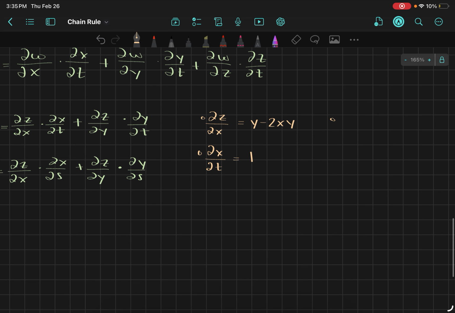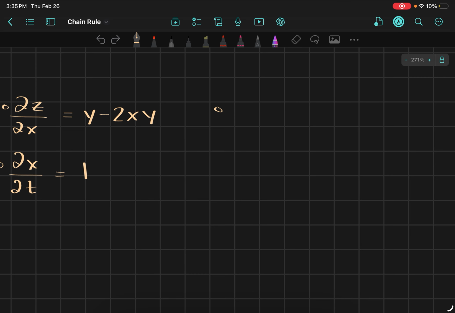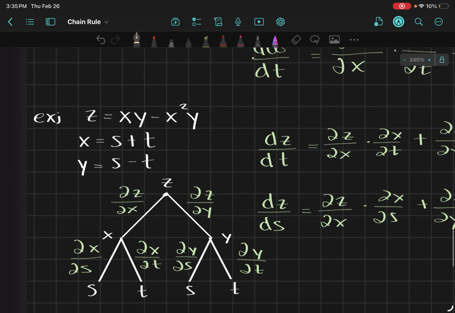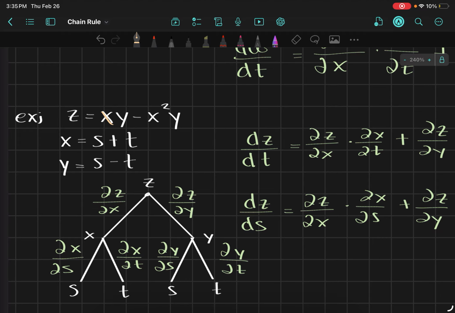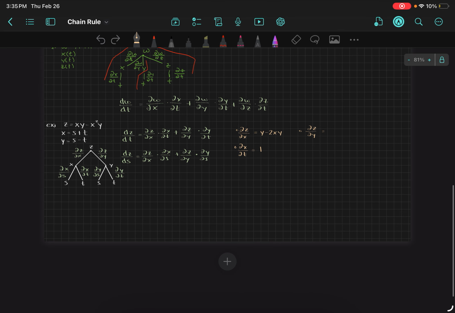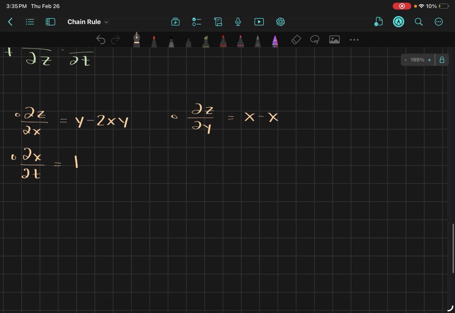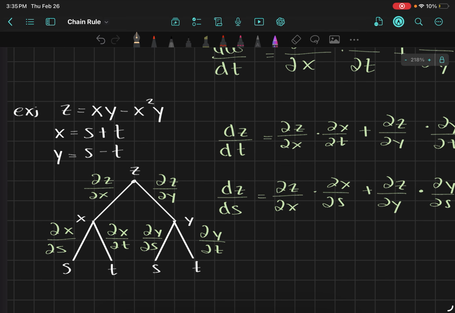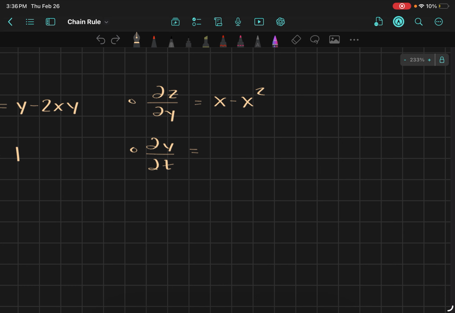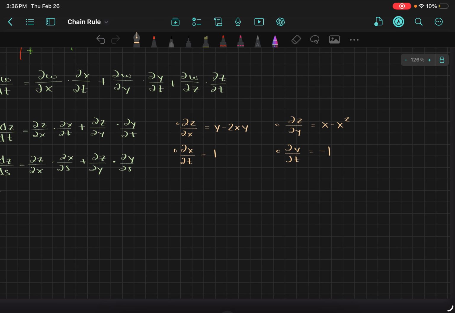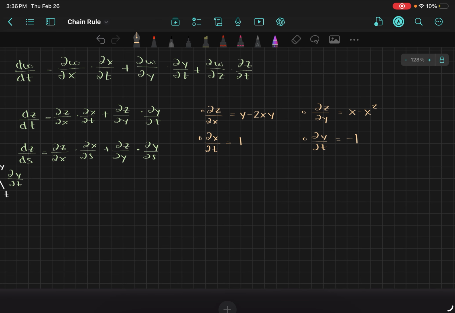Now moving on to this aspect, we have dz/dy, which is going to equal, take the derivative of that, x minus x squared. Finally, we have our dy/dt, which is going to be taking the partial of this with respect to time. That is going to be -1. So we have all of our components together. We can now solve what dz/dt is. Let's go ahead and do it.